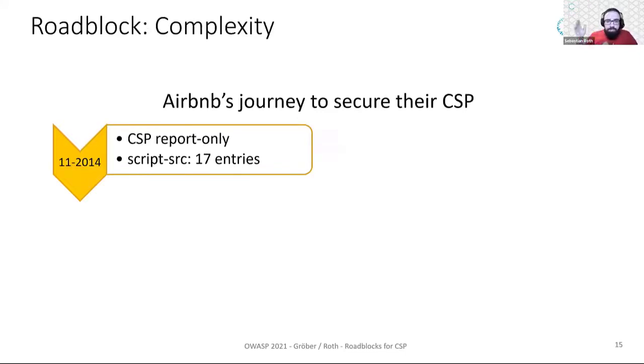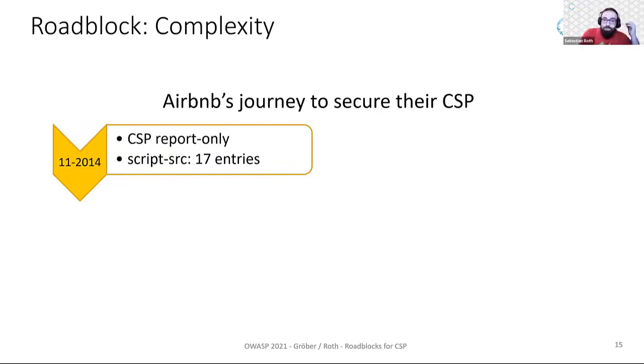In a study published last year, we were able to take a look at how CSP has evolved over the course of time. And this longitudinal lens allowed us to take a closer look at the development cycle of CSP in real-world web applications. In this case, it's Airbnb's journey to a secure CSP. They started with a policy in report-only mode, and that's already good because that's the way to go. And they started in November 2014 with 17 entries in their script source.